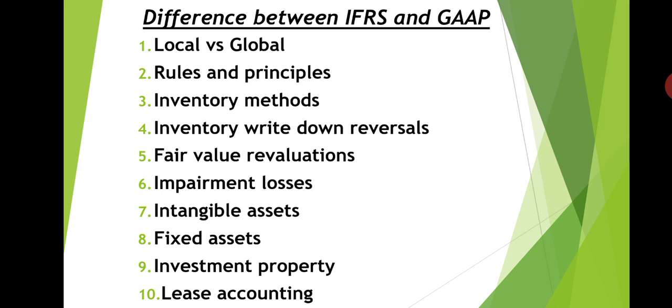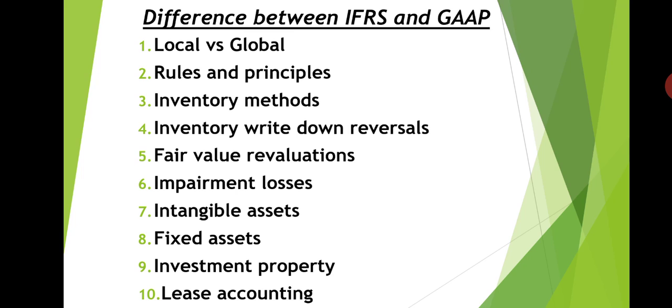First one, local versus global; rules and principles; inventory methods; inventory write-down reversals; fair value revaluations; impairment losses; intangible assets; fixed assets; investment property; lease accounting. Let us see what is the difference between IFRS and GAAP one by one. First one, local versus global.